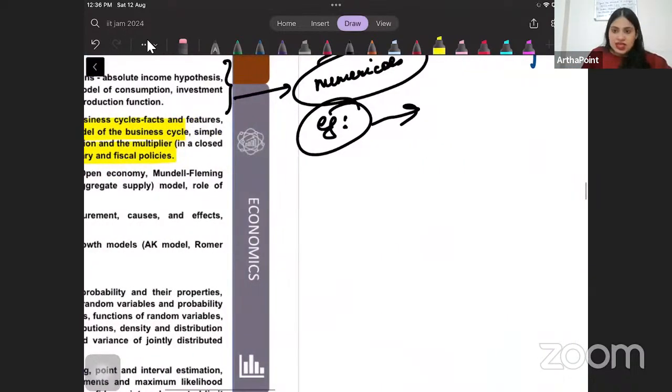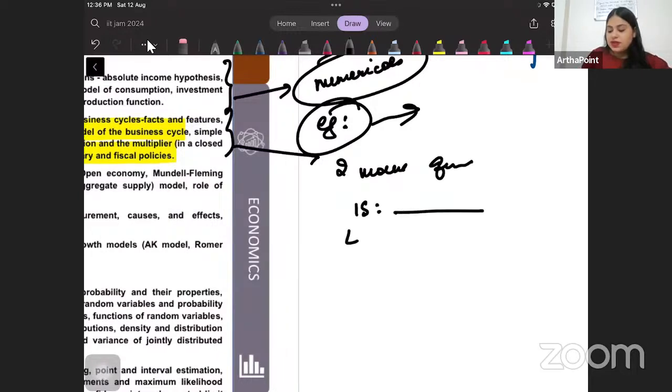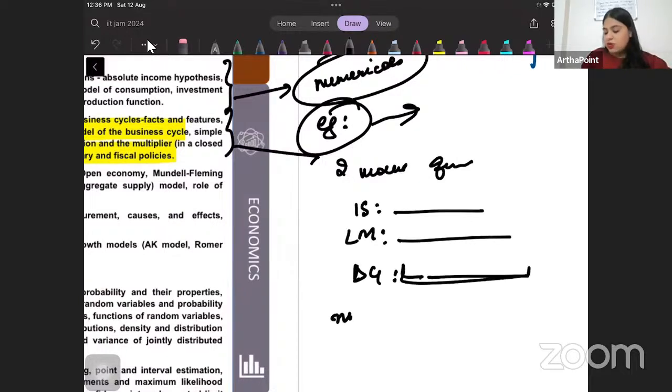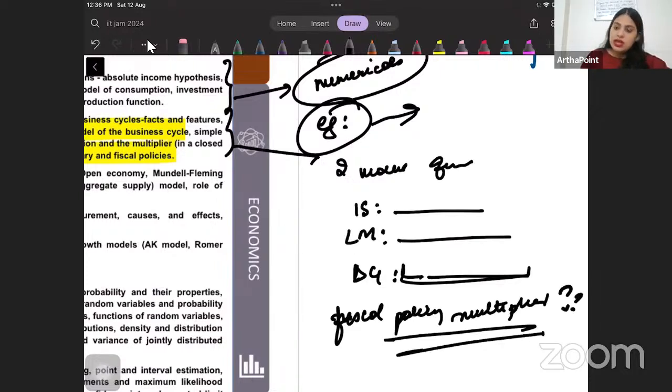So something like this can come in exam. A 2 marks question. They will give you equation of IS. They will give you equation of LM. They will tell you the change in government expenditure, and they will ask you about fiscal policy, multiplier, value. Okay, so you should be able to calculate that.